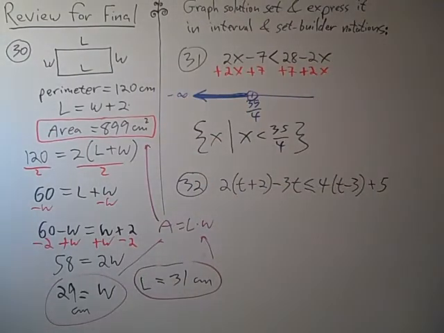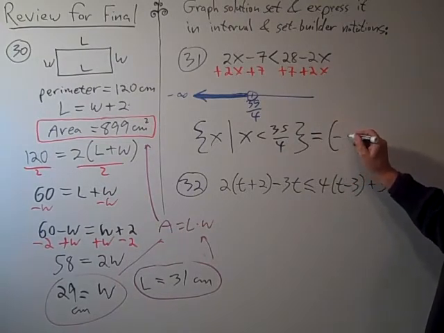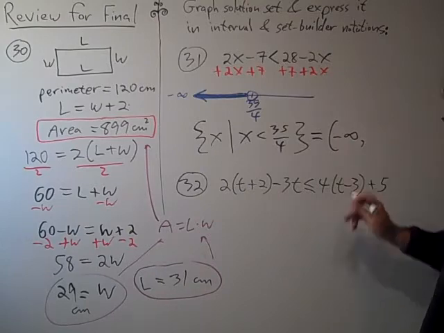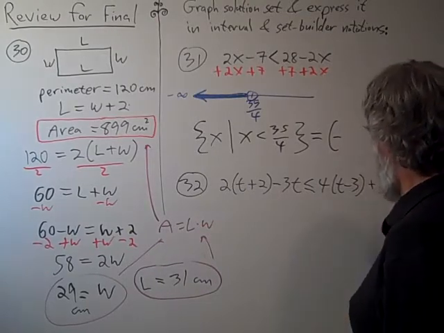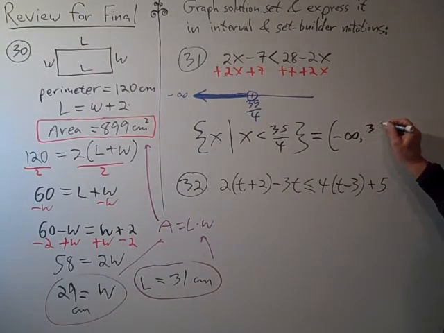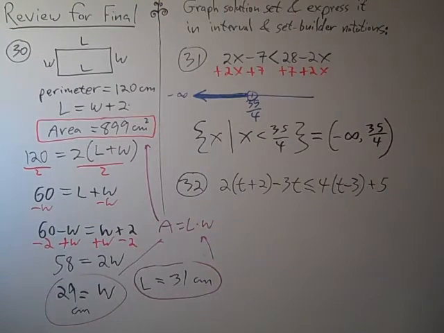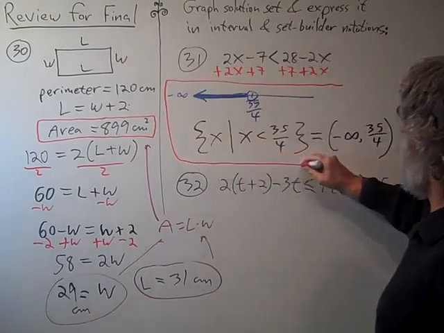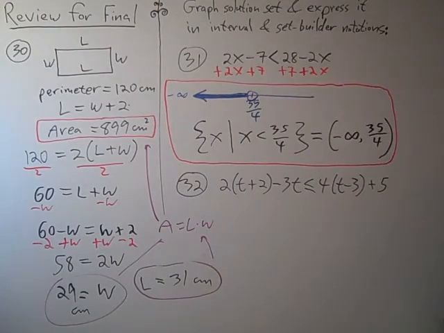And since infinity is at the end of the line, negative infinity on the left, positive infinity on the right, in interval notation we could express this as the interval from negative infinity up to 35/4. So those are the three ways of expressing the solution set, or three of the ways, to this linear inequality.